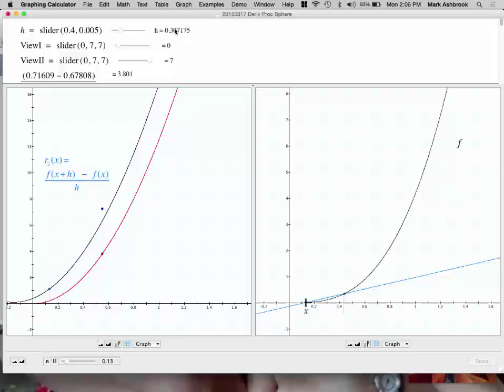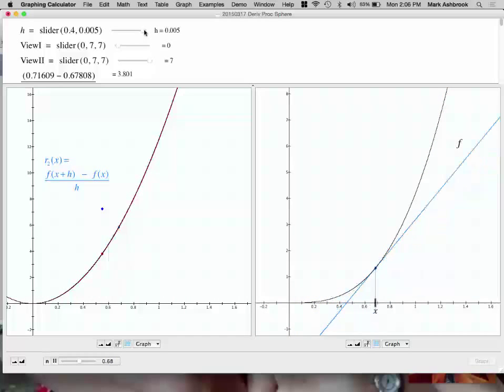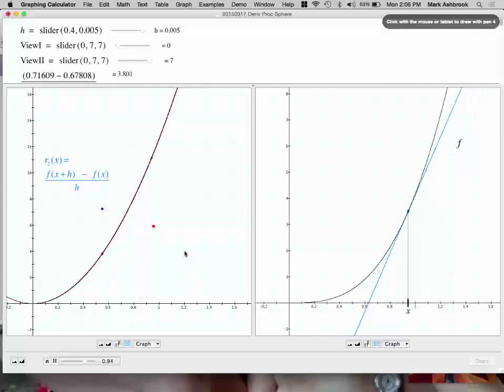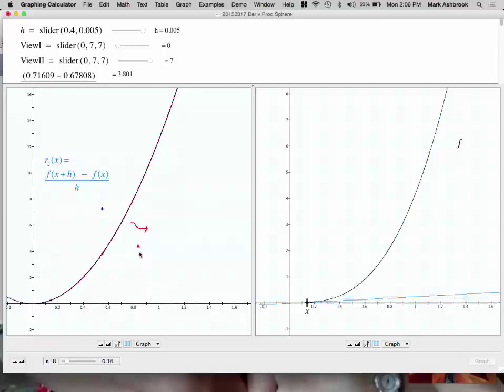Okay, so what did we do? We made h really, really small, and we got a simple formula for the rate of change function. What did we get? 4 pi x squared. We got 4 pi x squared to be the exact rate of change function for the volume of a sphere with radius x.